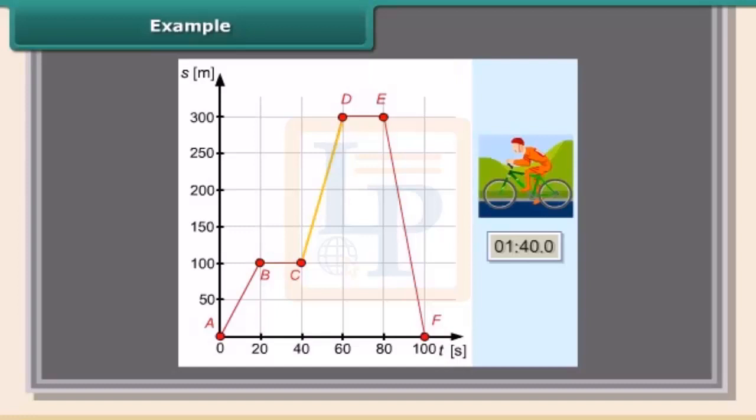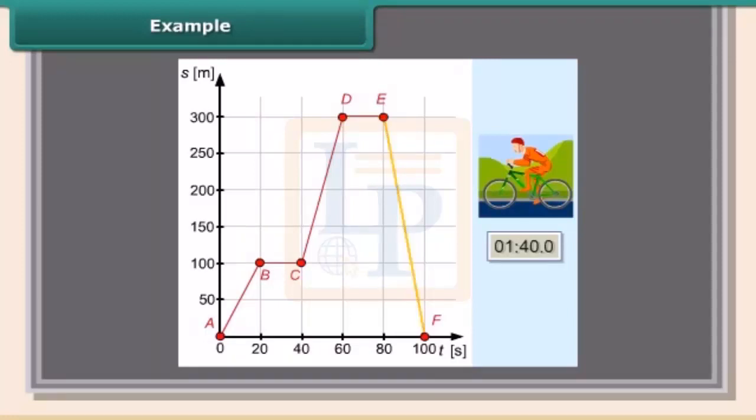From segment CD, we can see that the cyclist went on to move with a greater speed. In 20 seconds, he covered a distance of 200 meters, which means that he was traveling with a speed of 10 meters per second. Segment DE shows the cyclist stopped for 20 seconds.